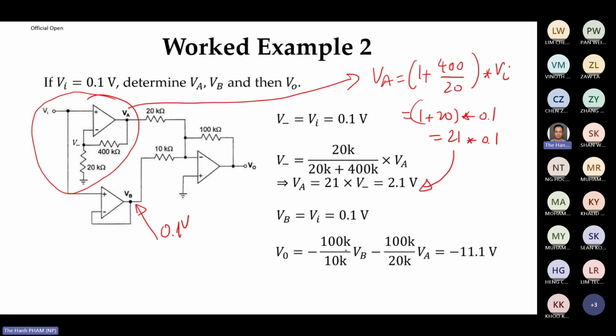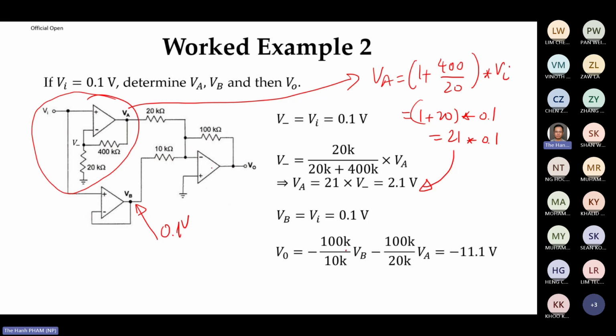But for those of you who, for example, forget the formula and don't know what to do, very simple. This point is 0.1. So this point also 0.1, right? And the way we do it is, basically you have VA go down to 400K, go down to 20K. And the voltage at this point is just the voltage divider rule: 20K over 20K plus 400K times VA. But your V minus here is 0.1. So you can do so.